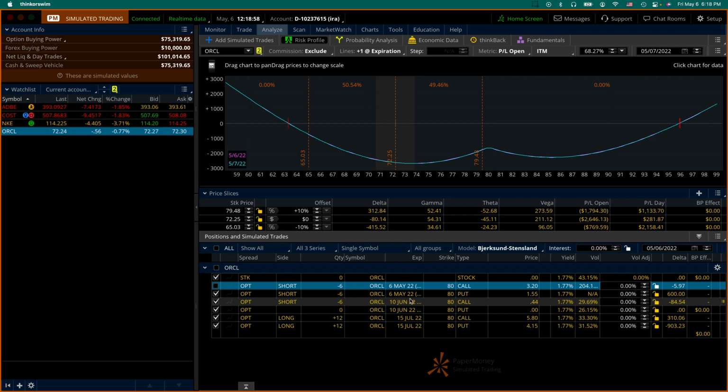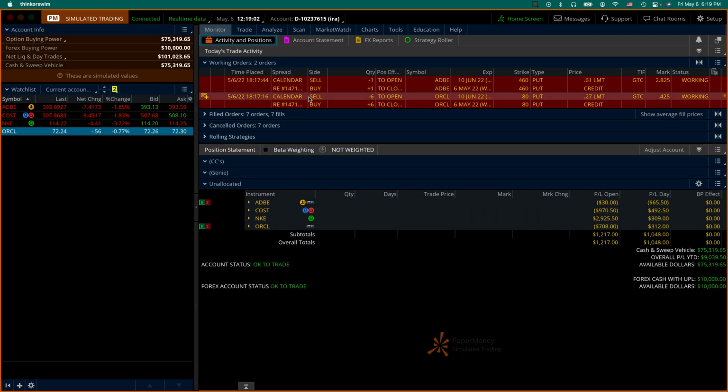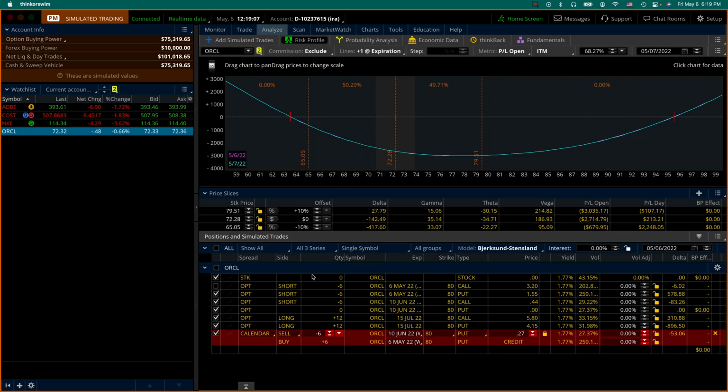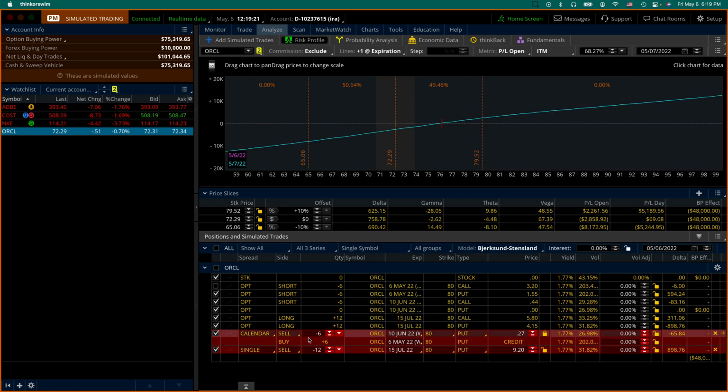If we were to succeed in doing this roll down, this rollover, what delta do we end up with? Minus 142. So we do need to neutralize those deltas. So the way I'm going to do that is by closing some of these long puts. Analyze closing trade. Obviously, we're not going to do 12 because then it turns hugely bullish. But a couple of them might do.